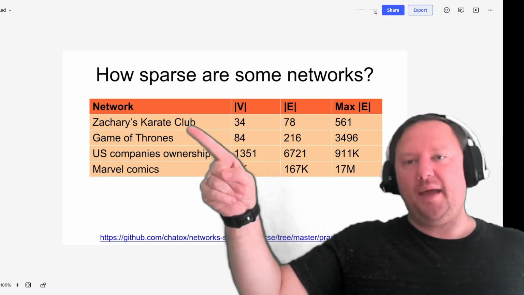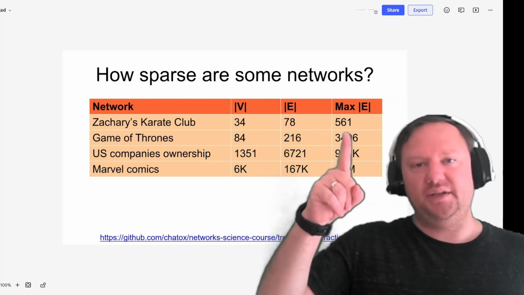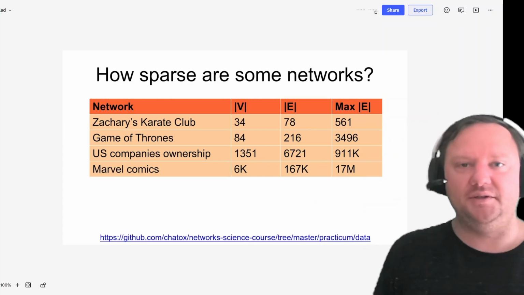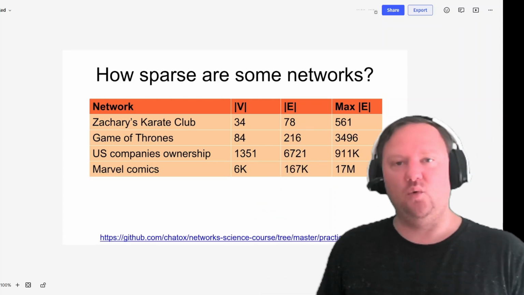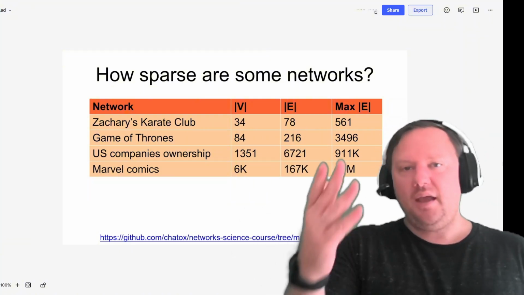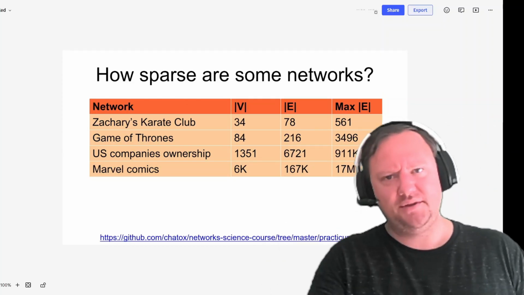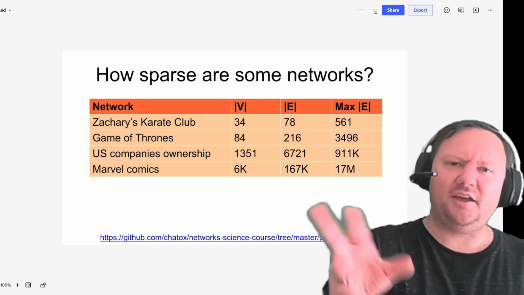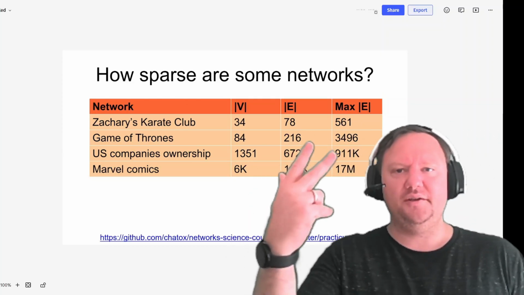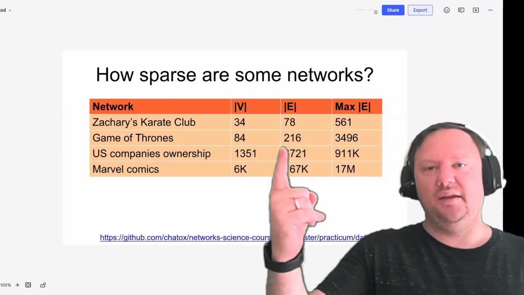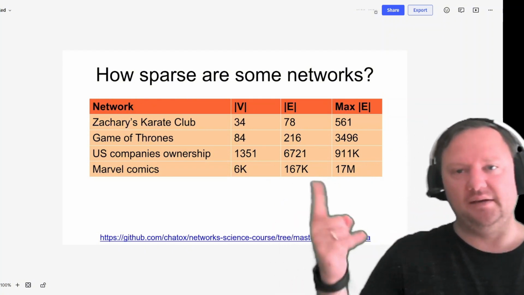If we went back to the Karate Club example, we would find 78 edges, and the max possible number of edges is 561. So you do 78 over 561 to compute the density. And that is much less than half. It's, I guess, much less than 1/5. But how close is that to 0? Would we call that a sparse network? Well, it's kind of sparse. But the bigger and bigger graphs tend to be even sparser and even sparser.